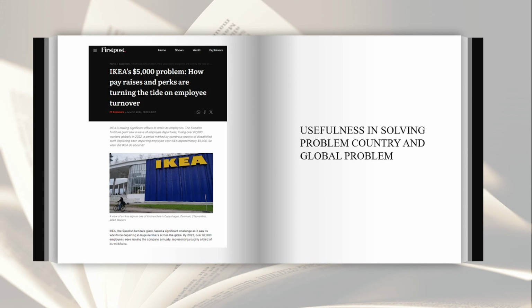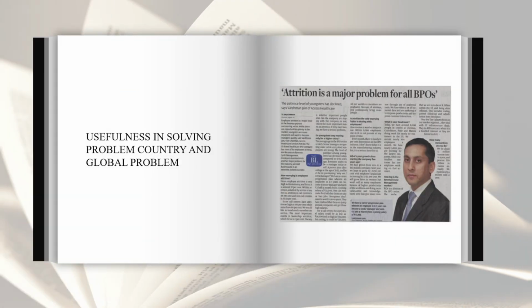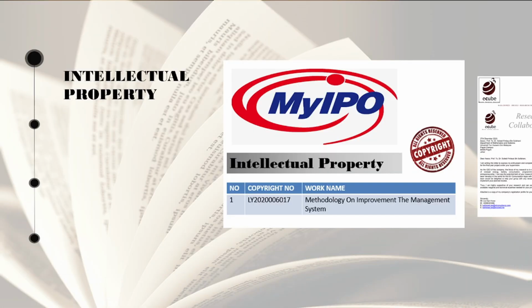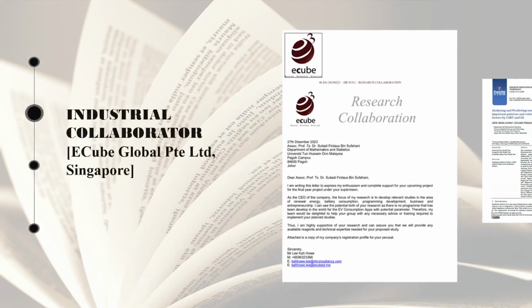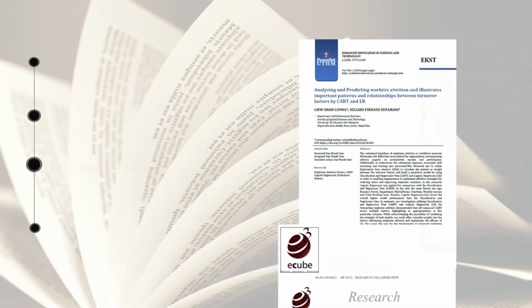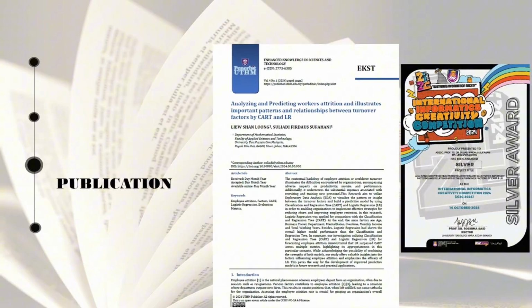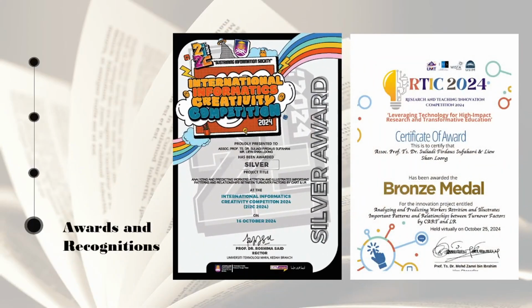This is the second example. Third example. So this is the intellectual property, industrial collaborator, publication of our research, and also awards and recognitions for our research.